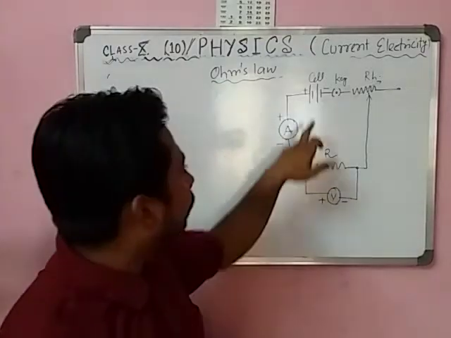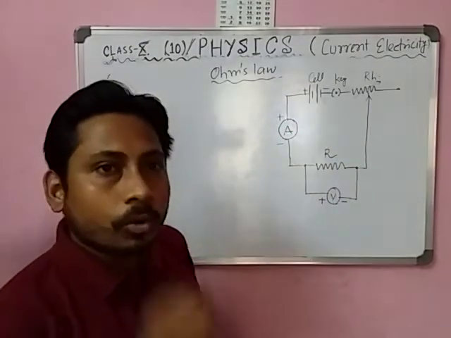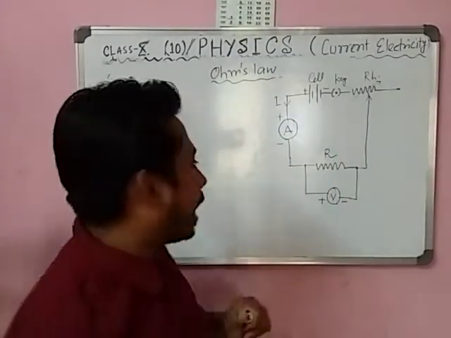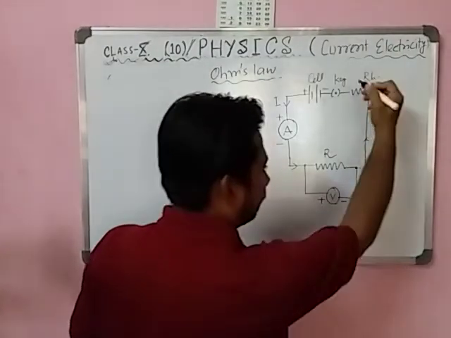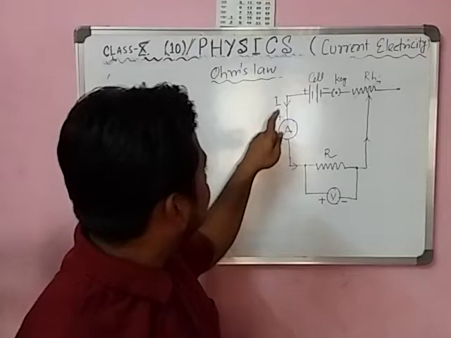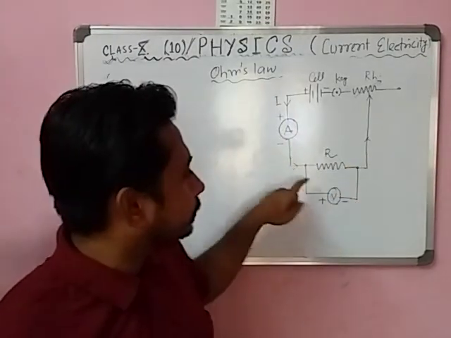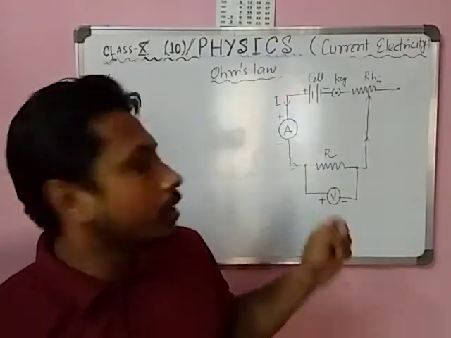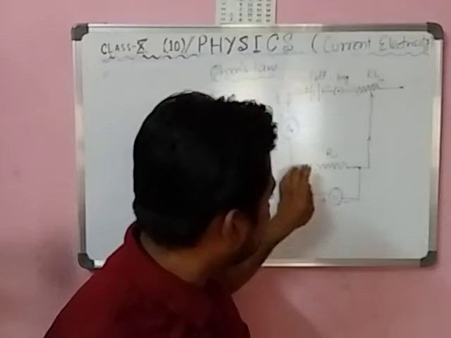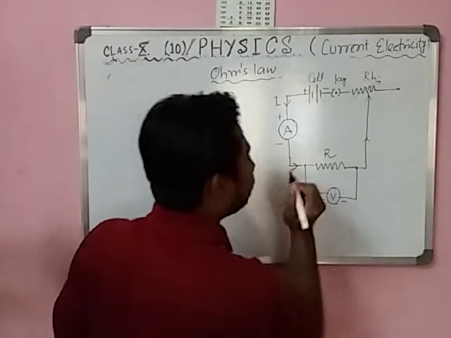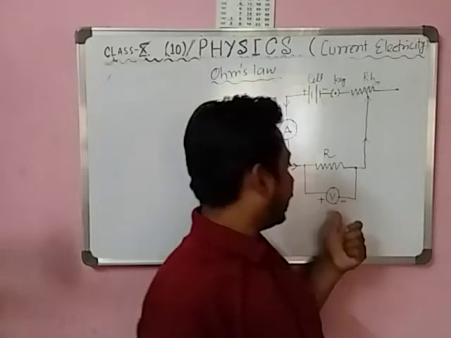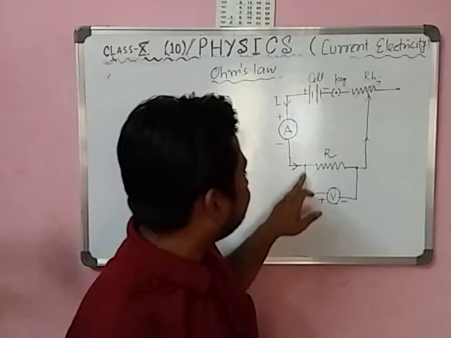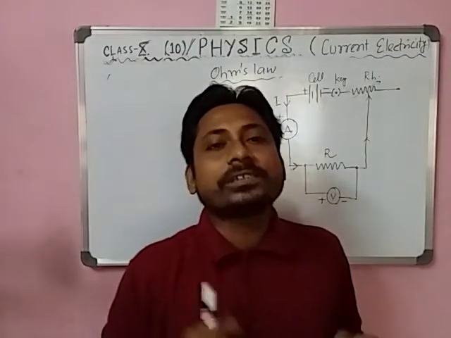Now students, by applying this cell, we send some current I in the circuit, and this current flows through that circuit. Now you think this current will flow through this resistance but not through the voltmeter. Why? Because inside the voltmeter there is a high resistance, so current cannot flow through the high resistance. High resistance means high obstruction.